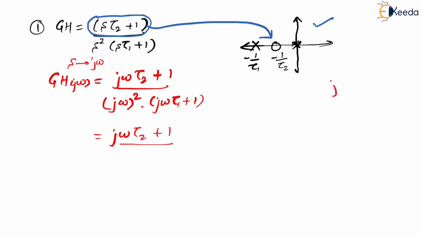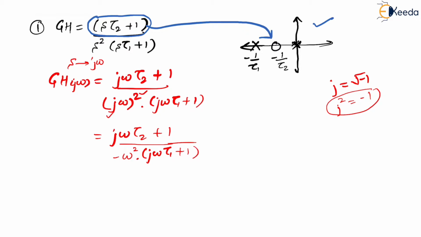If you remember, j is equal to under root of minus 1, right? We have already studied it in mathematics in a topic called complex numbers. So if you square both sides, you get j squared equal to minus 1. So just see here, this j squared becomes minus, so we have minus omega squared into j omega tau 1 plus 1.